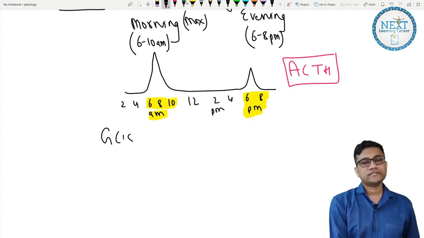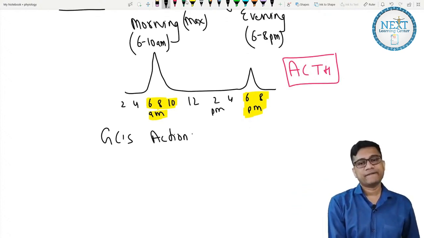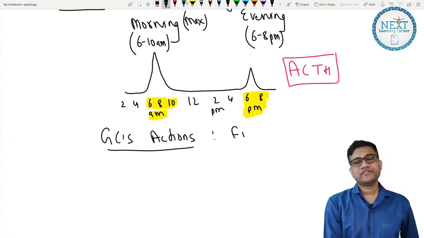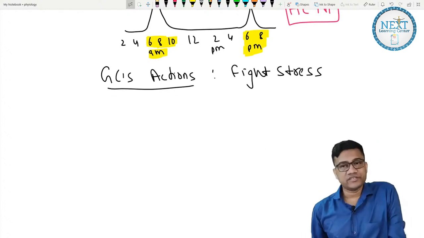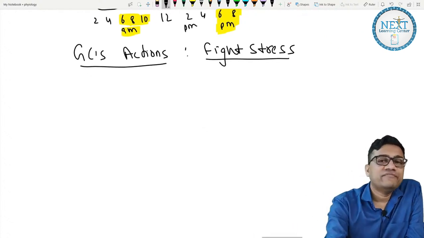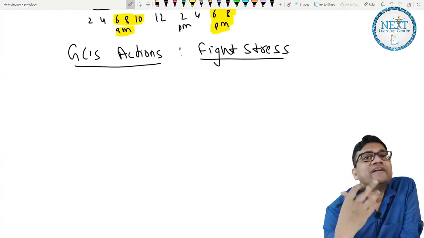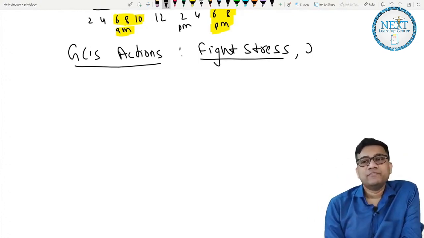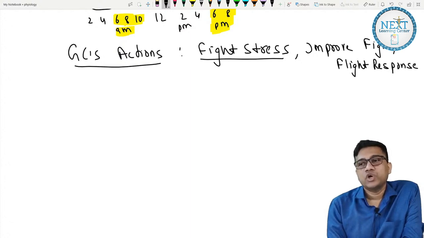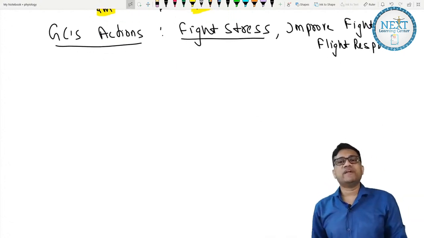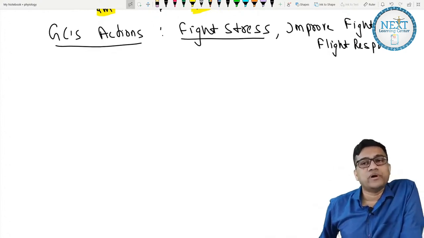Now let's start the actions of glucocorticoids. What they do is they fight stress. So how do they fight stress? First, in stress you need to have what? An increased fight or flight response. So basically they improve the fight or flight response. How? I'll explain. That is how they prepare the body for flight.